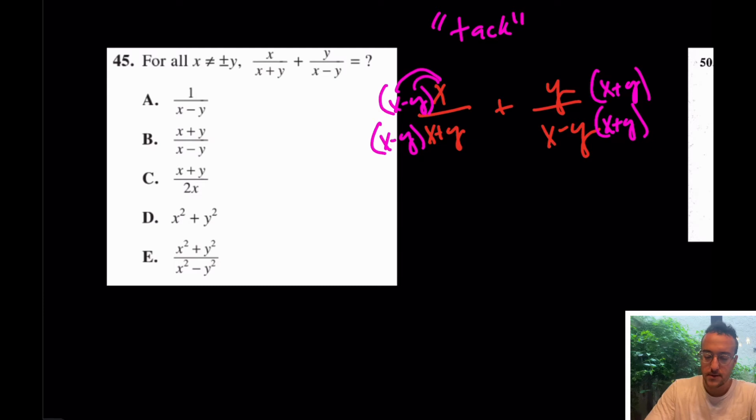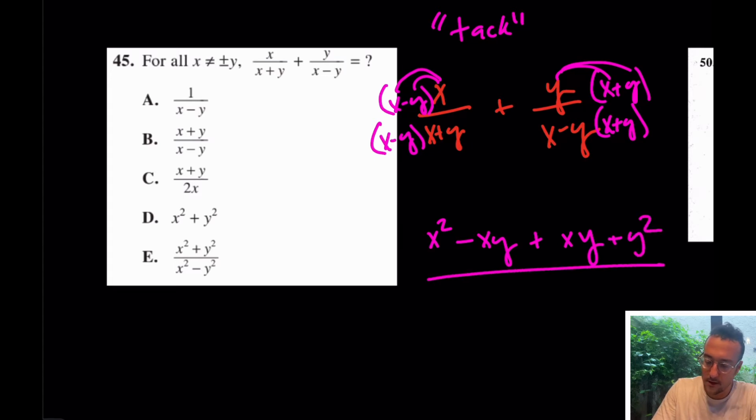From there, this becomes a simple distribution problem, like really this x is going to distribute into both of those, and we have x squared minus xy plus, over here, this y distributing out becomes xy plus y squared all over. Wait a second, that's a difference of squares. X plus y, x minus y, what's that going to FOIL out to quickly? That's x squared minus y squared.